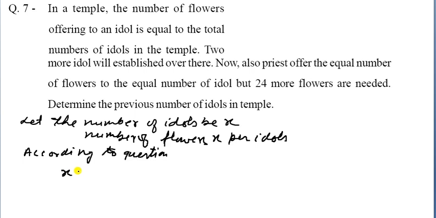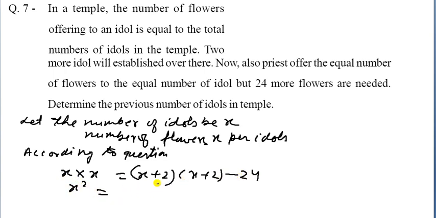The total number of flowers, that is x into x, and here it is increasing by 2. So it is x plus 2, and here is also x plus 2. So we require 24 flowers, so it is minus 24, because it will be 24 less than that. So it will be x square is equal to, you can apply the formula, x square plus 2 into x plus 4 and minus 24.